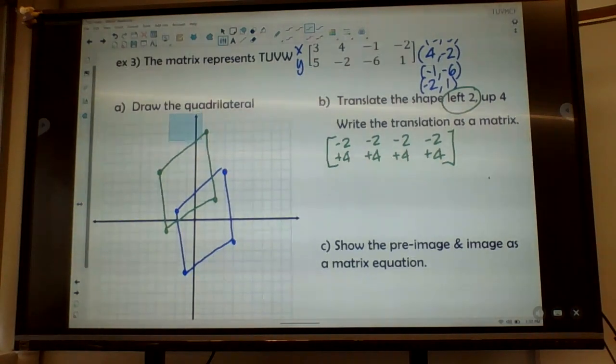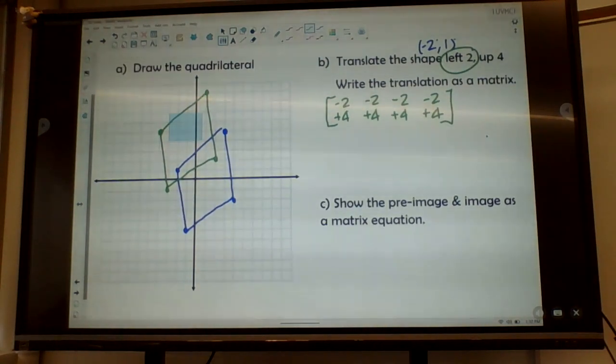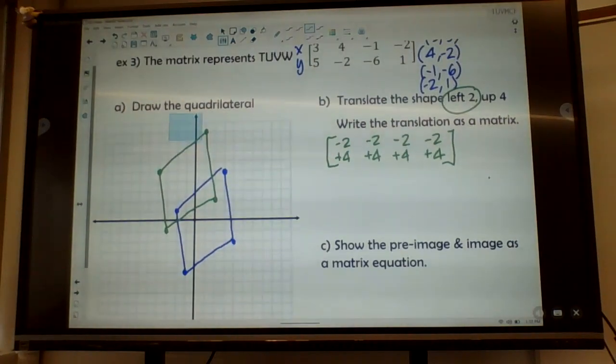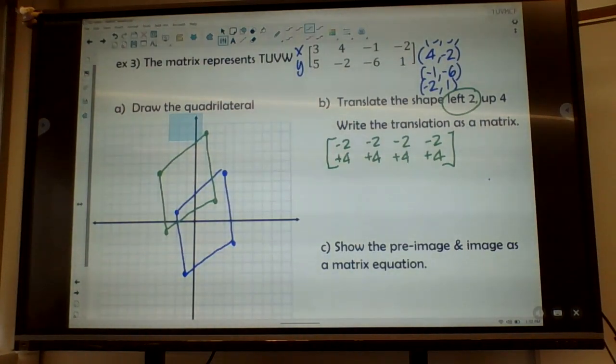So my final image, the new one, would be I take this matrix and I do 3 minus 2. And that would give me my final matrix of 1 for the first one. 5 plus 4 would give me 9. So I'm able to write this down by adding these matrices together.